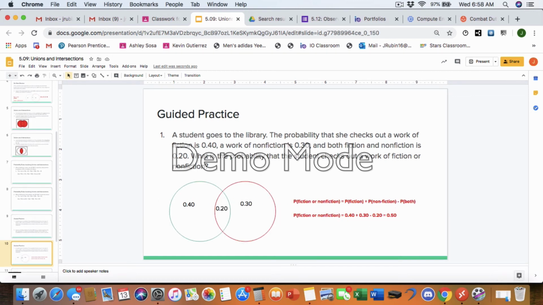Alright, let's check. A student goes to the library. The probability that she checks out a work of fiction is 0.4. I'll call the green fiction. A work of nonfiction is 0.3. And both fiction and nonfiction is 0.2. What is the probability that the student checks out a work of fiction or nonfiction? We're finding the or, so we need to take either, add them, and then subtract both. So 0.4 plus 0.3 minus 0.2 is 0.5. So this student has a 50% chance of checking out one or the other.